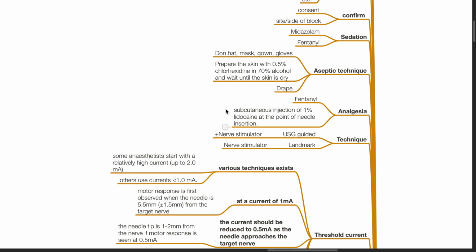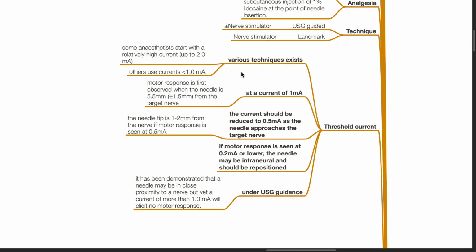needle insertion. Technique can either be ultrasound guided or landmark technique with or without nerve stimulator. Threshold current: various techniques exist. Some anesthetists start with a relatively high current of up to 2 milliamps. Others use current less than 1 milliamp. At a current of 1 milliamp, motor response is first observed when the needle is 5.5 millimeters plus or minus 1.5 millimeters from the target nerve.